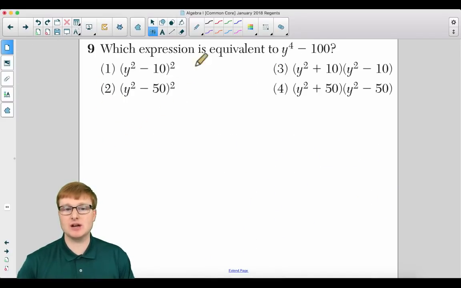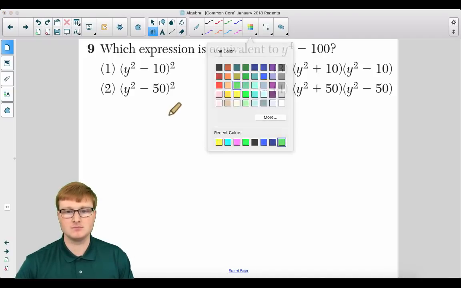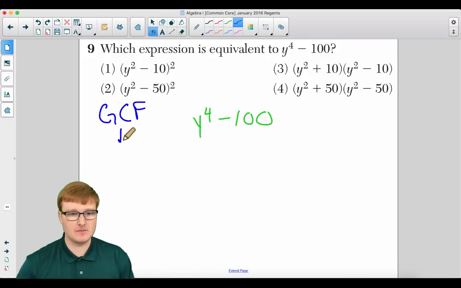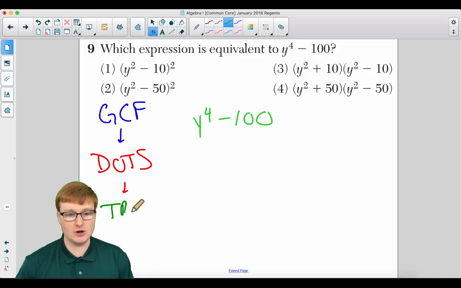Moving on to number 9. Which expression is equivalent to y to the 4th minus 100? All right, so y to the 4th minus 100. We know the order of factoring by now, I hope, right? First, we look for a GCF. If we don't have a GCF, then we look for the difference of two perfect squares. And if we don't have that, then we look for the trinomial method, which is the add-multiply method.